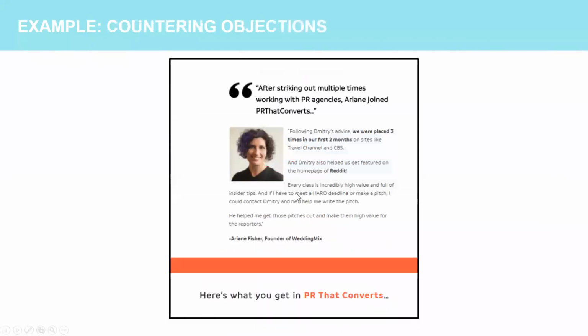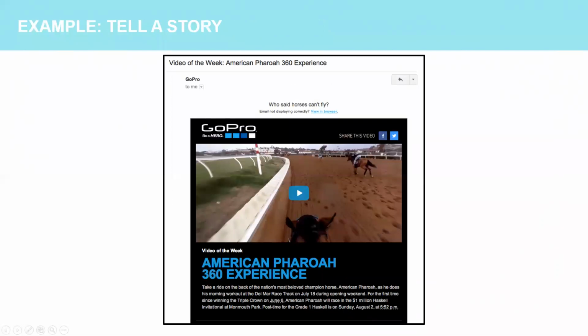For countering objections, so for PR that converts, you can see after striking out multiple times working with PR agencies. So the objection would be, well, why wouldn't I just hire a PR agency to do this instead of trying to do it myself? And Dimitri here has used social proof to counter that objection proactively. And then I mentioned to show the future, tell a story. So here GoPro is using social proof, real customer generated content, to future pace, to show people, hey, you can do cool stuff like this. This could be you. This could be the type of video that you were making.